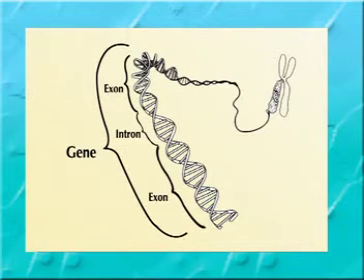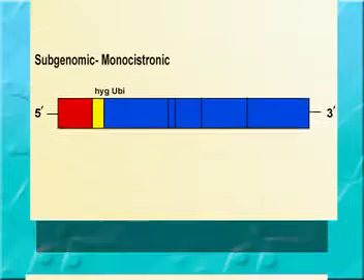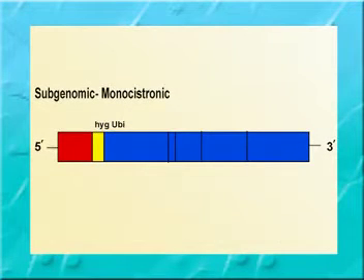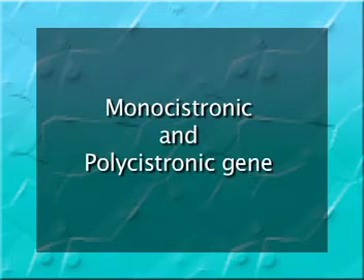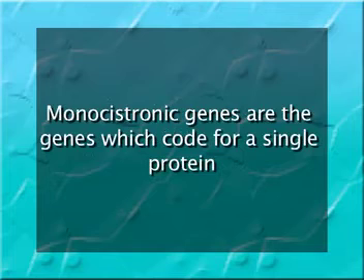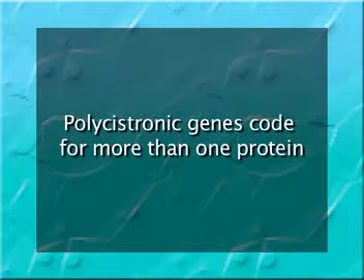The gene as a whole is a complex structure, but prokaryotic genes are simpler than eukaryotic genes. The eukaryotic genes are monocistronic and prokaryotes are polycistronic. Now, what is a monocistronic and polycistronic gene? Monocistronic genes are the genes which code for a single protein, and polycistronic genes code for more than one protein. Different proteins coded by polycistronic genes are often functionally related.